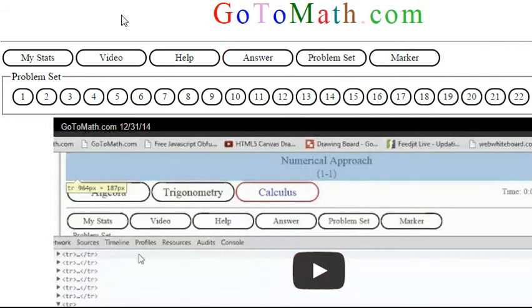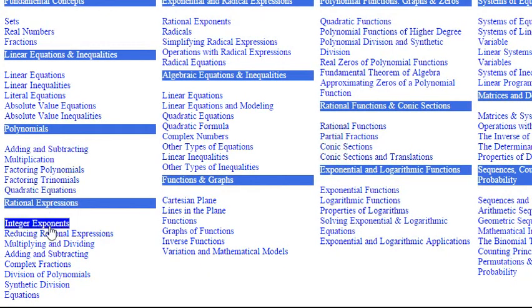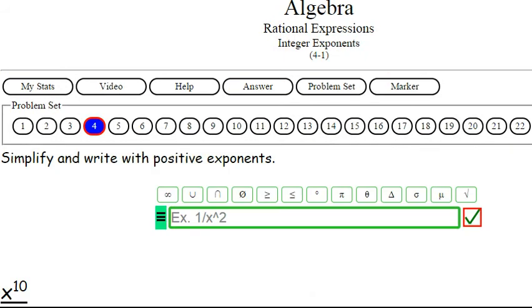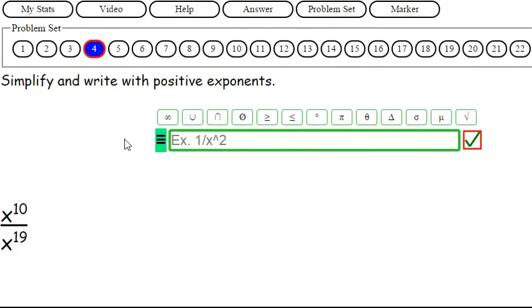We're at gotomath.com. Click on the algebra. Let's go down to integer exponents. And I believe we're doing 4.1 here. Rational number. Simplify and write with positive exponents. We have x to the 10th over x to the 19th.